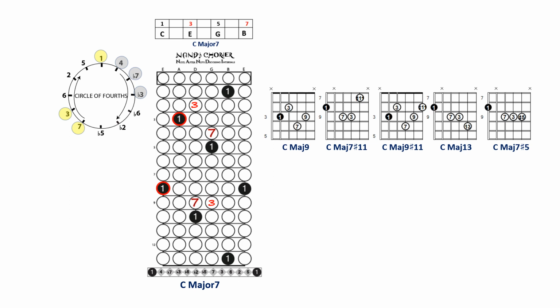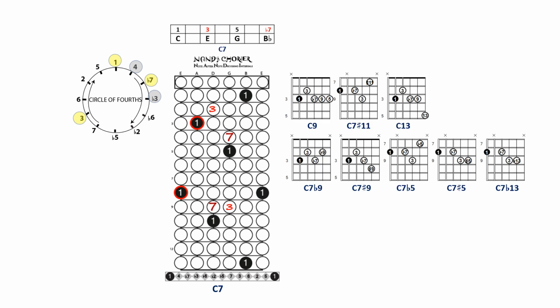the alteration sharp 5. To go from a major 7th to a dominant 7th voicing, simply move the 7 in a major 7th chord down 1 fret to flat 7. The 1, flat 7, 3 and 1, 3, flat 7 shapes can substitute dominant 7th chords that have the 9, sharp 11, or 13 extensions, or the alterations flat 9, sharp 9, flat 5, sharp 5, or flat 13.